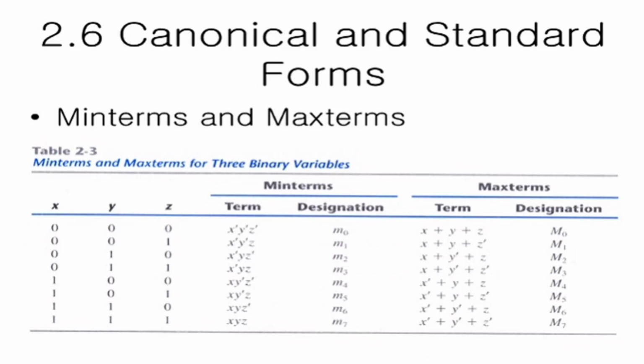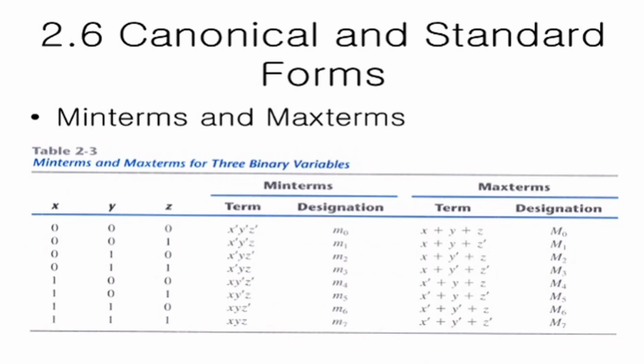Since the x value is 0, you have to write it as x. Y value is 0, so you have to write it as x plus y. Z value is 0, so x plus y plus z. So the designation must be capital M of 0. Similarly, if you see 0, 0, 1, you have to write it as x plus y plus z bar. So it has to be written as M1.